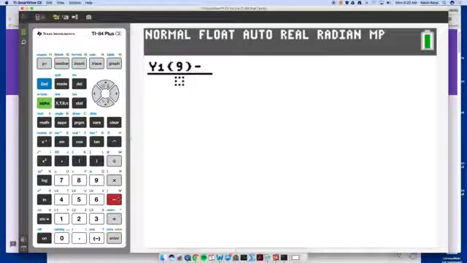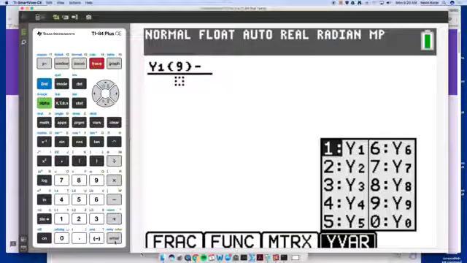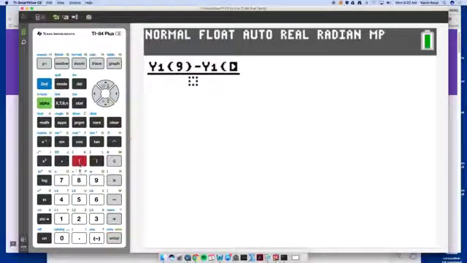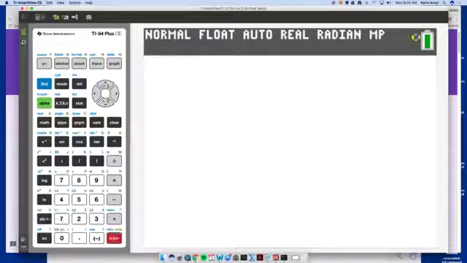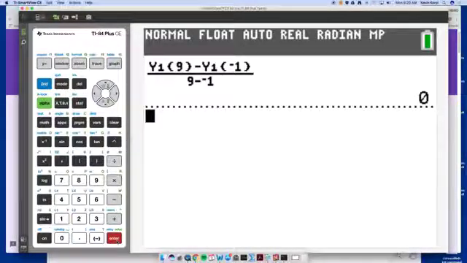Then you could just go minus and do the same thing. Alpha trace number 1 of -1, and then divided by 9 minus -1. And there you have it all typed in on your calculator. It looks pretty much exactly like you would do on your paper. If you hit enter, your calculator gives you the answer of 0.